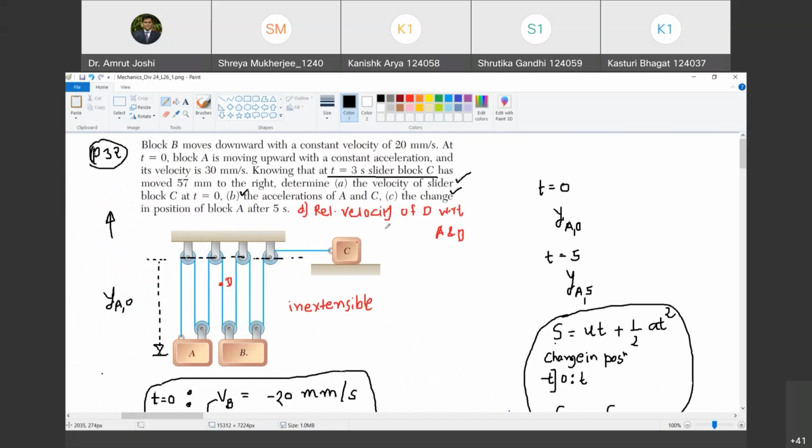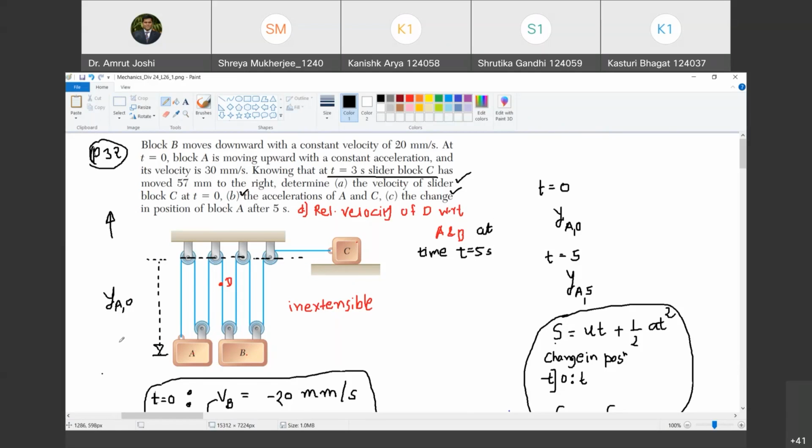And now let us try to answer the question that we have raised. Relative velocity of D with reference to A and B. Are you with me? Yes, sir. When? So I will have to specify some time here. So let me specify at time 5 seconds. T equal to 5 seconds. Are you with me? Yes, sir.